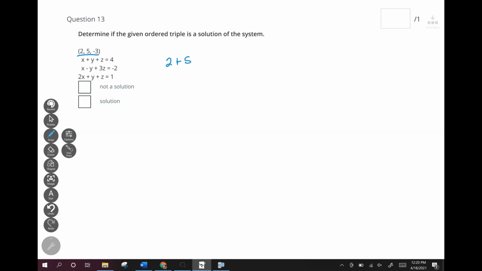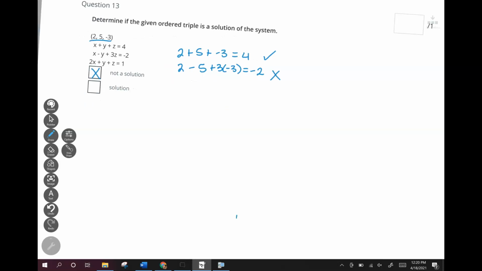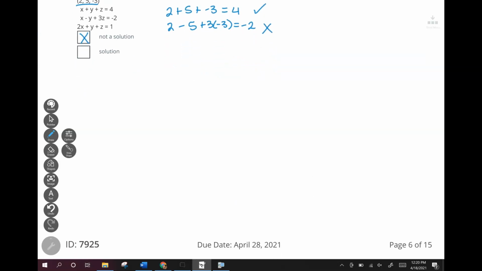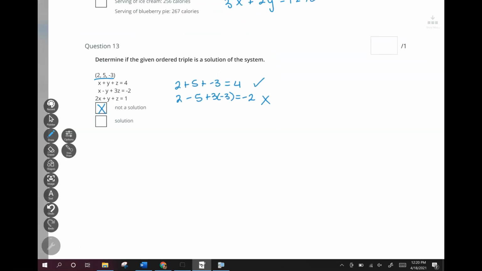So 2 plus 5 plus negative 3 needs to equal 4. Let's see, that's 7 minus 3, which is in fact 4. 2 minus 5 plus 3 times negative 3. We want that to equal negative 2. So I've got 2 minus 5 is negative 3, minus 9 is not negative 2. So this one is not a solution. Easy peasy. Don't have to check the third one because it already didn't work once. Has to work for all 3.